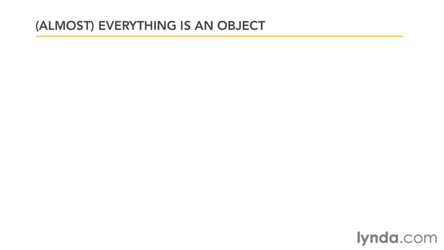One of the things I said earlier on in the course is that almost everything is an object in .NET and in C#. The way that works is that at the base level of the .NET library is a base type called system.object.